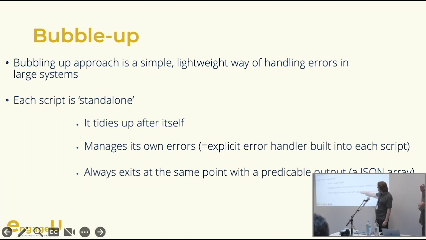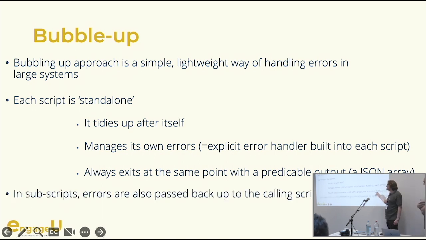And importantly, it always exits at the same point. There's only one exit point for the scripts. You don't have any halts or exit scripts in the middle. It always exits in just one place. And it always has a predictable output, whether there's been an error or whether there's not been an error. It's always the same bit of JSON coming out in our case.